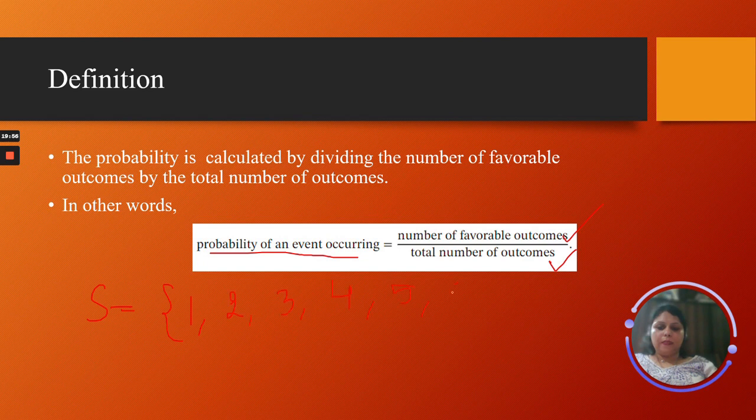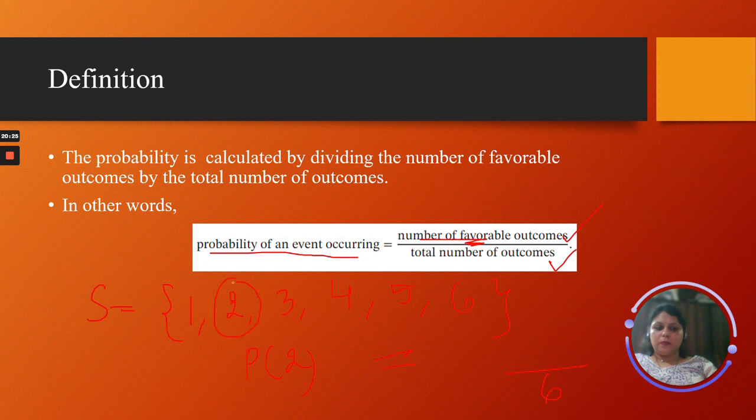Now, if I'm trying to find out what is the probability of getting 2, so I can define that event as P of 2, probability of getting 2. So if you look in the sample space, this is my favorable outcome. I'm just interested in finding 2. So just one favorable outcome. So probability becomes 1 over 6. That's how you calculate the probability.